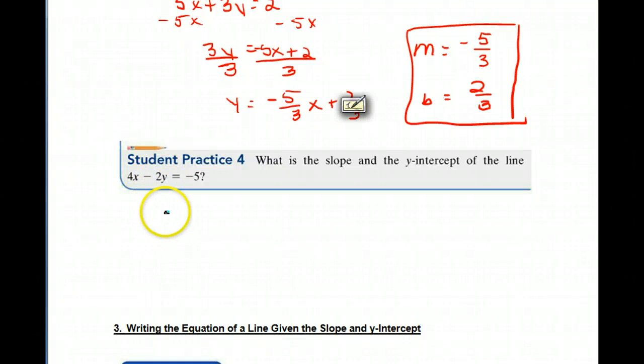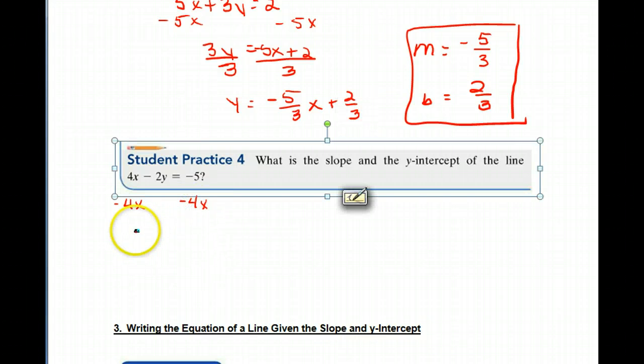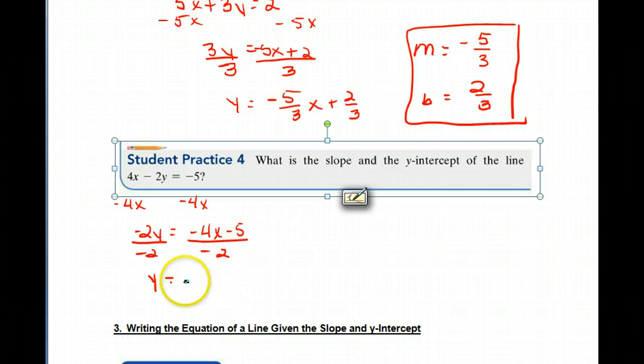Okay, at this point you should be ready to identify the slope and the y-intercept. So the first thing that you should have done is subtract 4x from both sides. That leaves us with negative 2y equals negative 4x minus 5. Then we want to divide both sides by negative 2. So y equals negative 4 divided by negative 2 gives us a positive 2x. Negative 5 divided by negative 2 gives us a positive 5 halves.